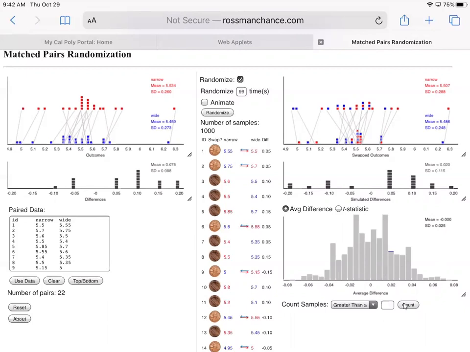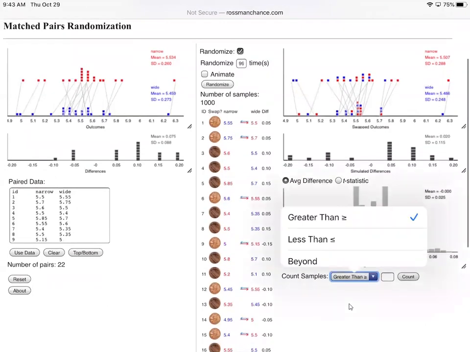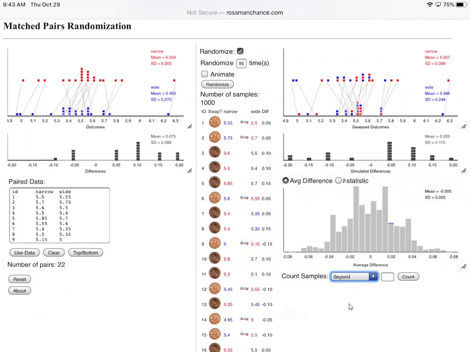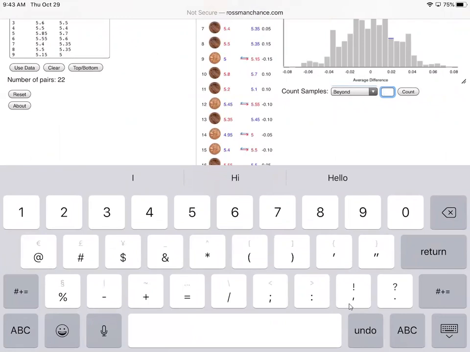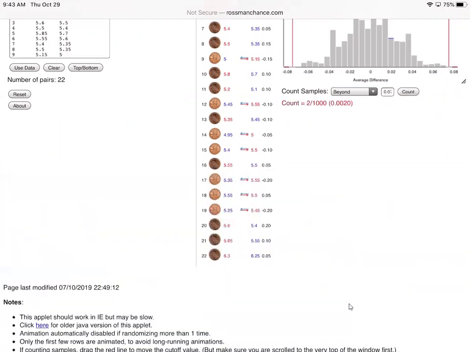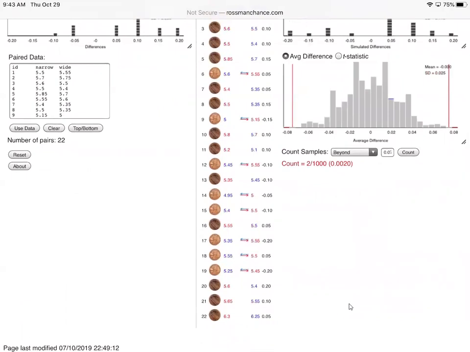What I'm interested in now, and this is where you need to be careful, am I looking at greater than or equal to, less than or equal to, or beyond? Remember, we're looking at different. So we want to look in both tails and see how many counts are as extreme or more extreme than 0.075. That was our study value, and I'm going to count. And I ended up with 0.002. That right here is my p-value, okay?